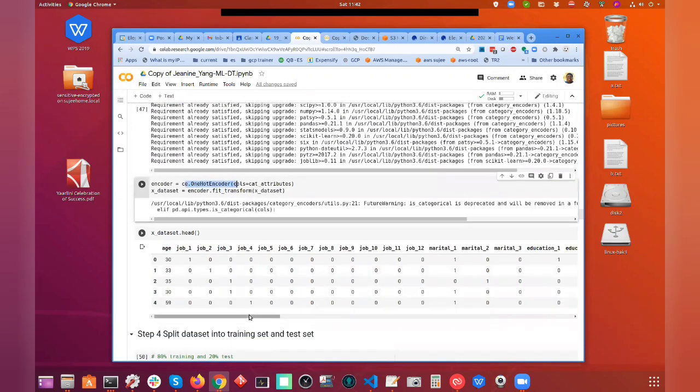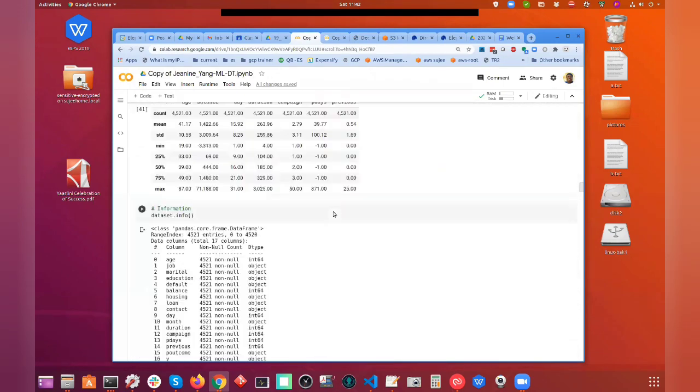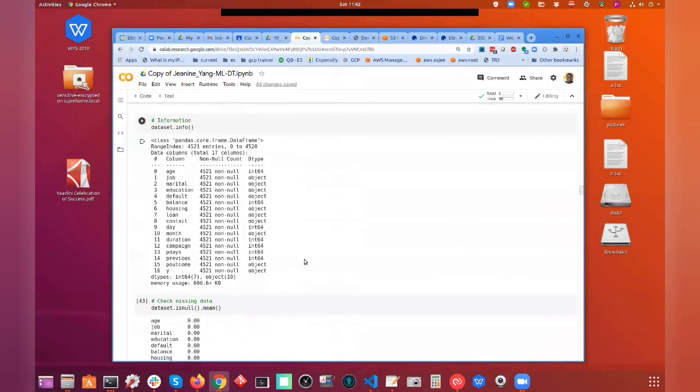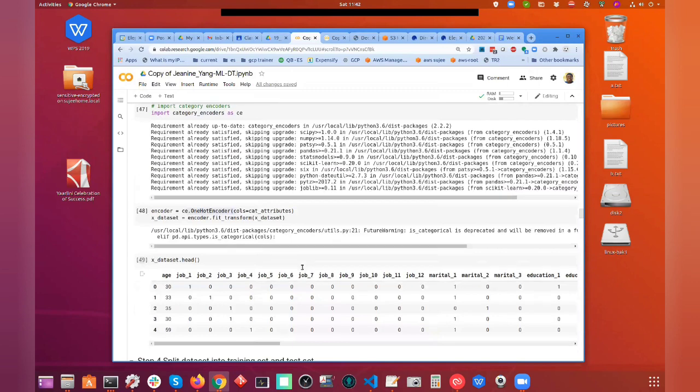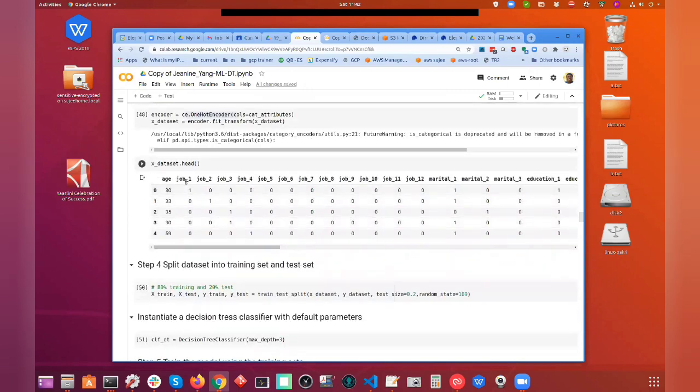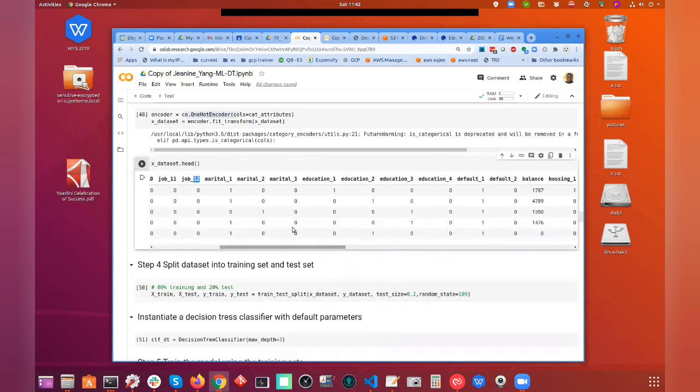You can see here, for example, job. The way it maps it is what makes it very easy. For job, it goes and checks how many different jobs I have, like unemployment, management, and so on. So look at the columns it creates. For job, it creates job 1 to job 12. Marital creates just 3, probably single, married, divorced.